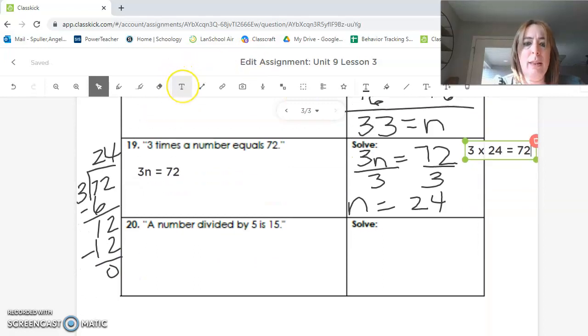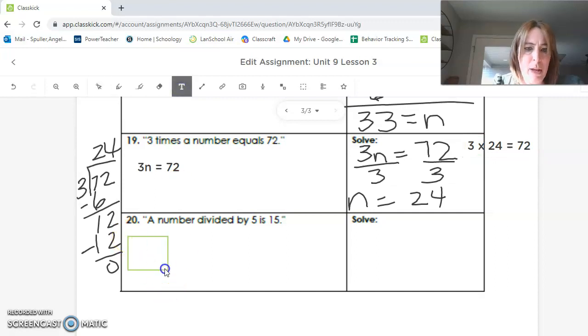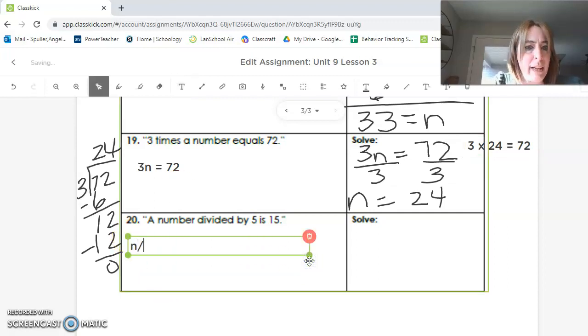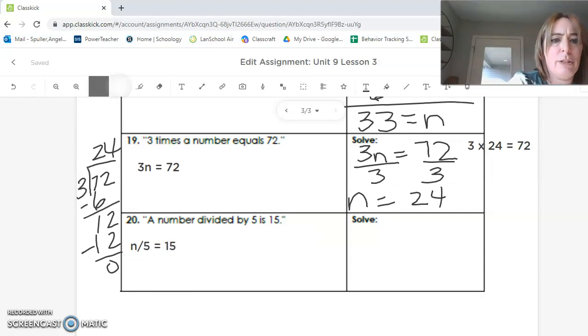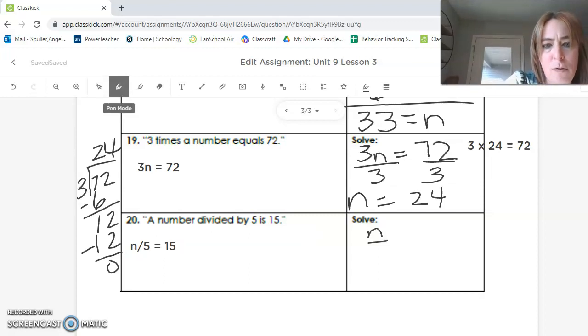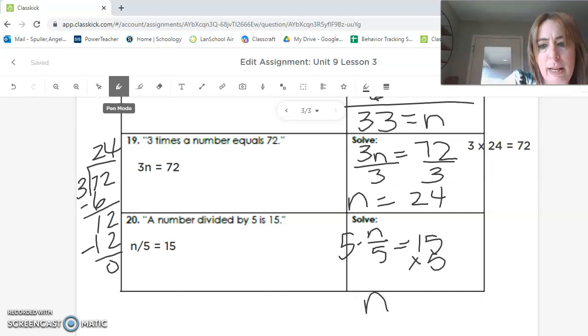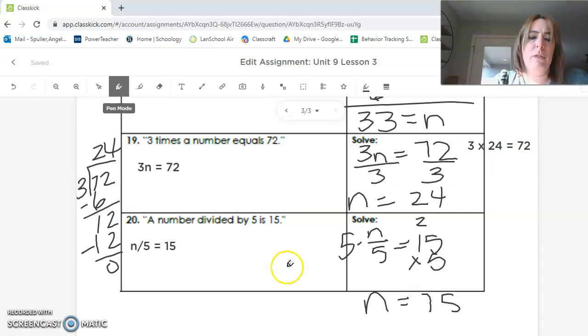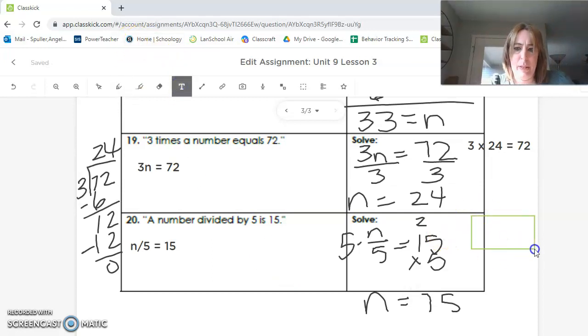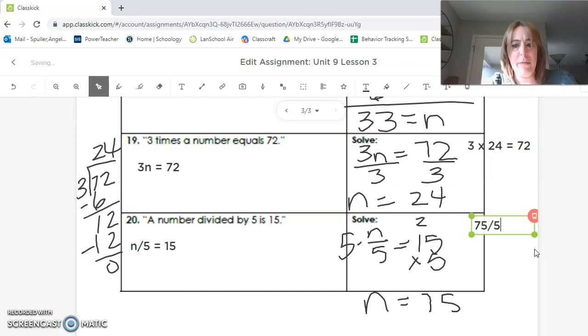Okay, and then the last one, a number divided by 5 is 15. Okay, now to do this, we're going to do the opposite. We're going to say n over 5 equals 15. We're going to multiply by 5. We're going to say n equals 5 times 5 is 25. Carry the 2. 5 times 1 is 5. Plus 2 is 7. So let's prove it real quick. So I have 75 divided by 5 equals 15.